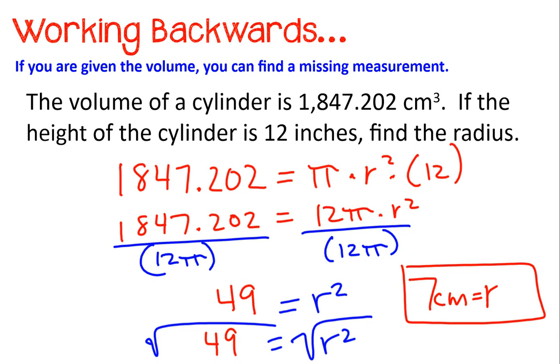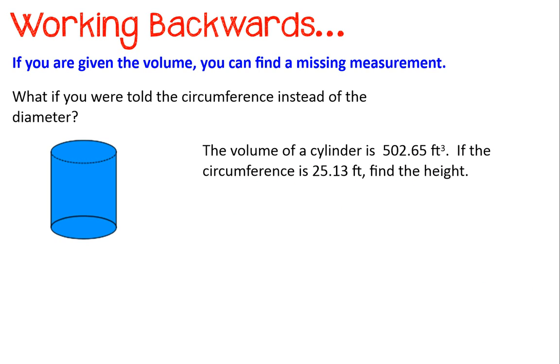All right, hope you're doing okay. Let's try this one here. This one is probably the most challenging of them all. The volume of a cylinder is 502.65 cubic feet. If the circumference is 25.13, find the height.